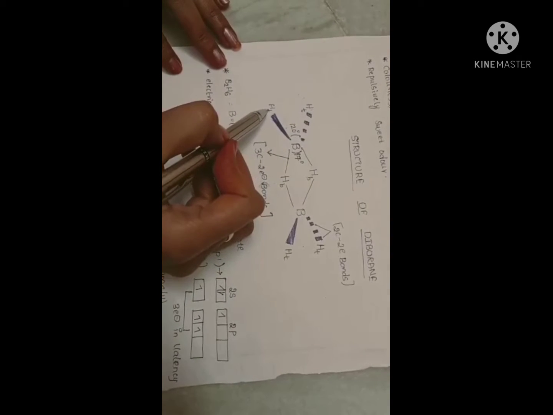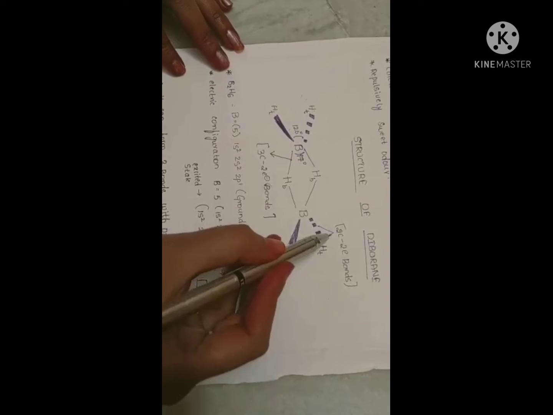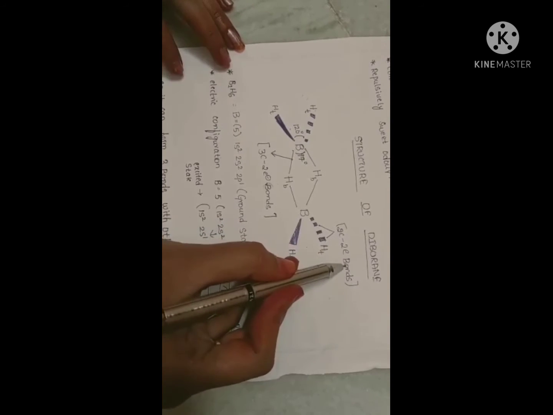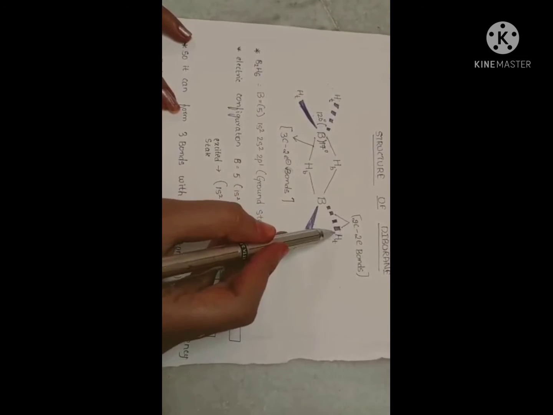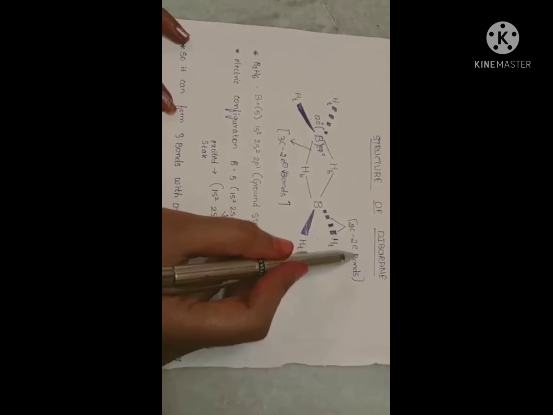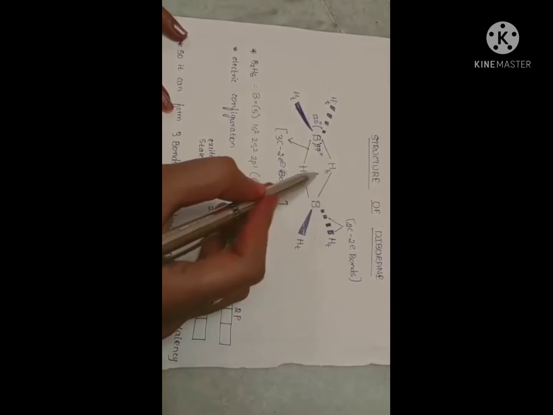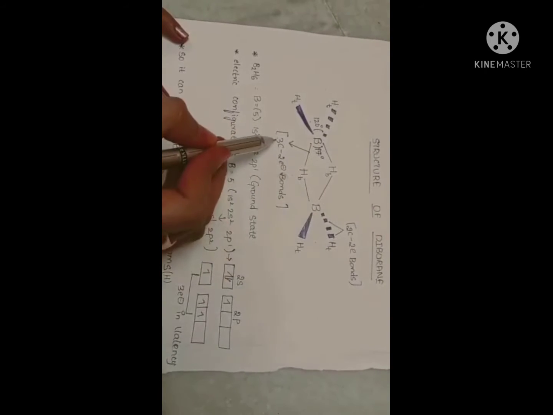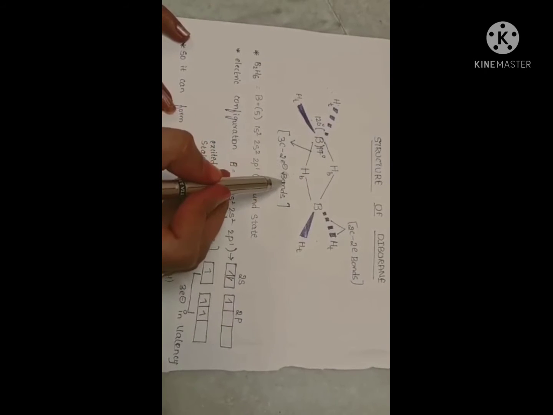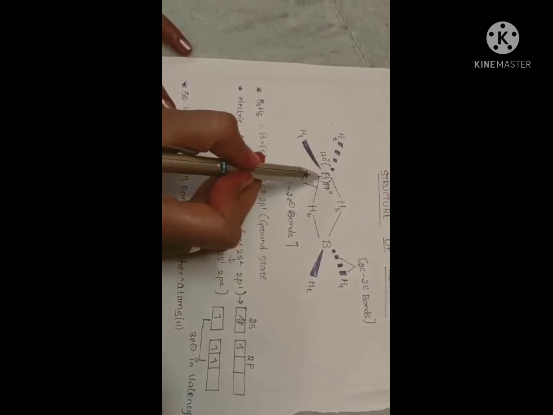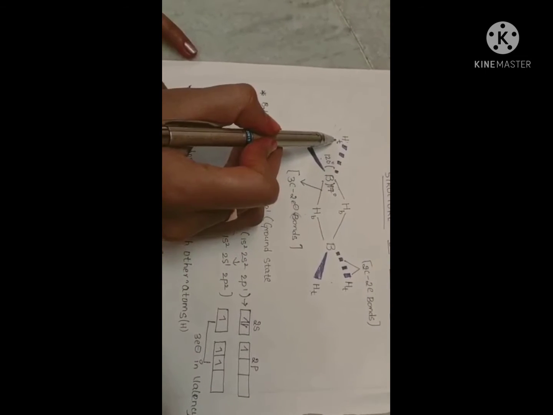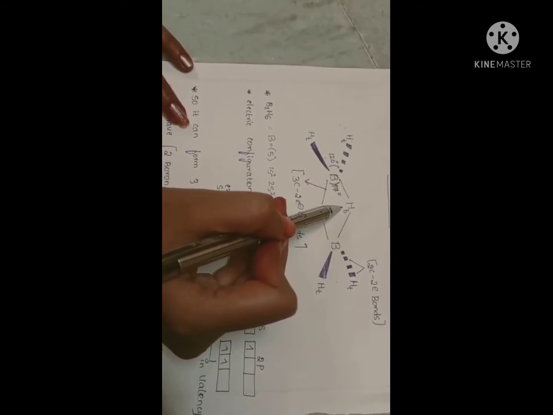The 4 terminal B-H bonds are regular 2 centered 2 electron bonds, while the 2 bridged B-H-B bonds are 3 centered 2 electron bonds. The angle between boron and the terminal hydrogen atoms is 120 degrees, and the angle between boron and the bridged hydrogens is 97 degrees.